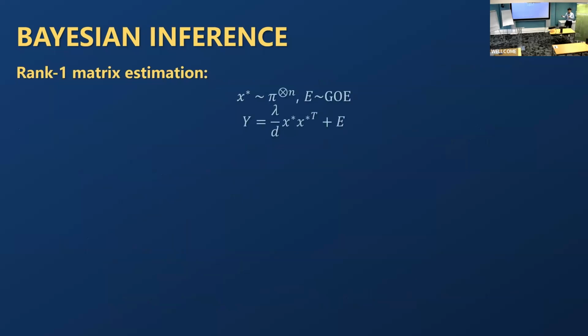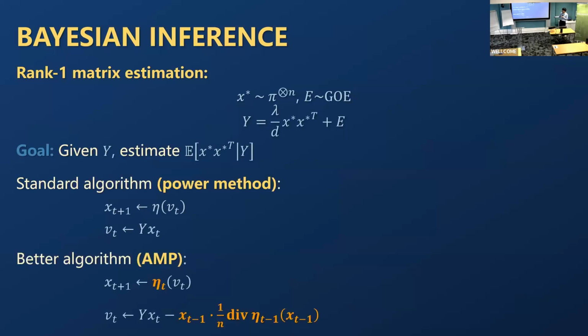Okay, you can consider other problems. So this is a very general recipe. You can consider a problem of denoising a low rank matrix. I won't go into the details of this problem, but you have a similar analogy. There's a standard algorithm like the power method, where you try to compute basically the top principal component of the matrix. And then there's a much better algorithm based on approximate message passing where you introduce this extra correction term.